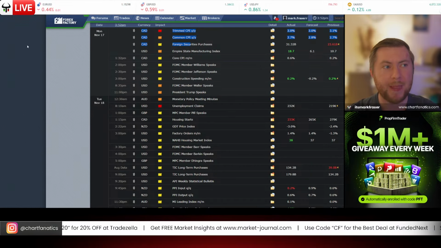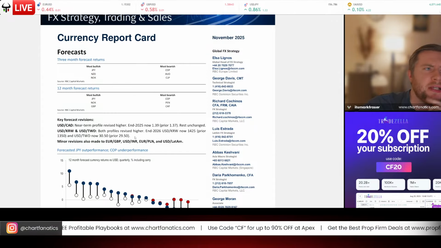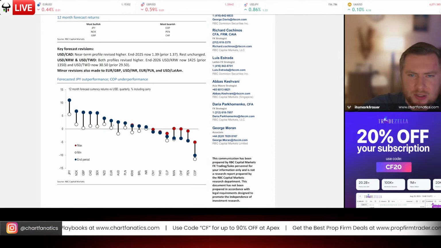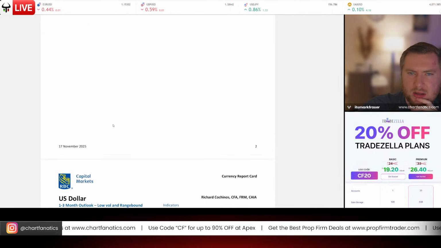But let's have a little look at a PDF. So let's start off with RBC. RBC Capital Markets. What's the bank? Royal Bank of Canada, I believe. Let's have a little look at their currency ideas. So let's start off with USD.